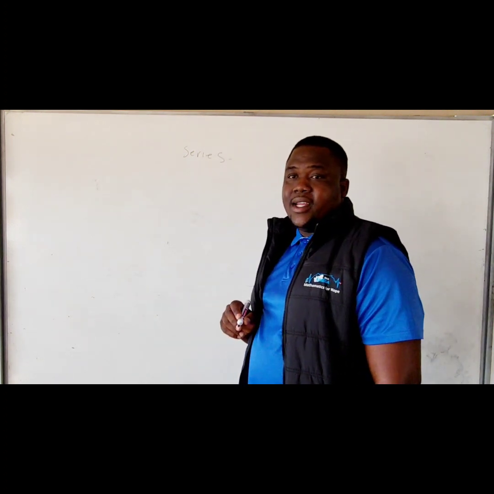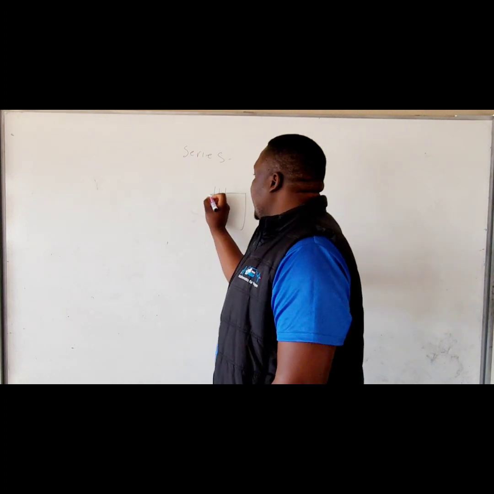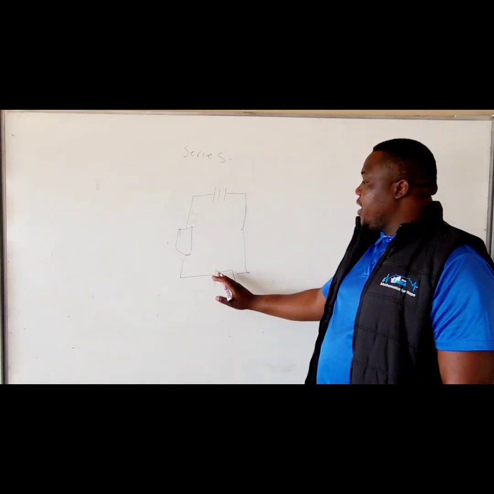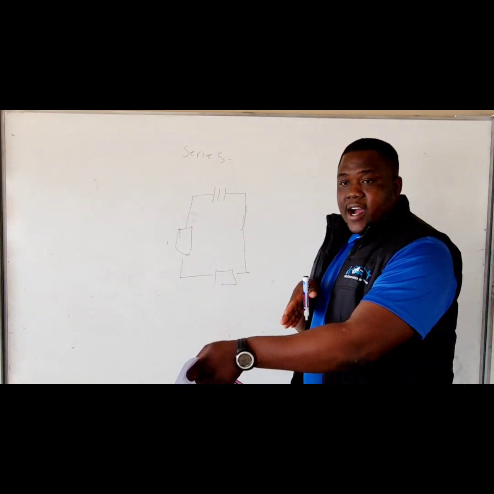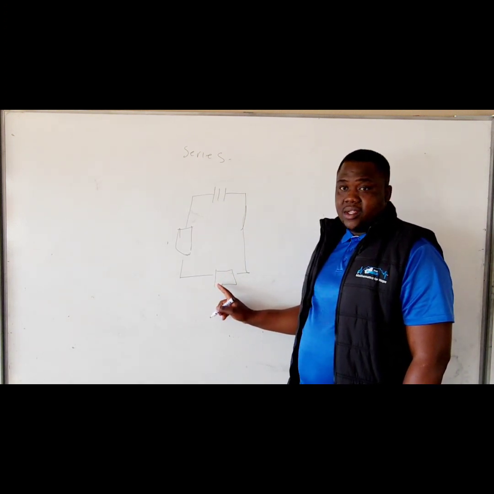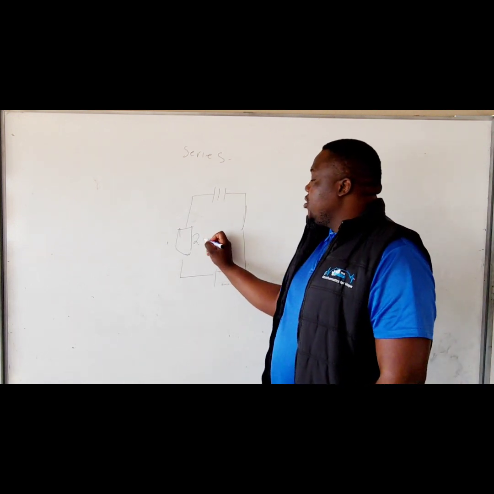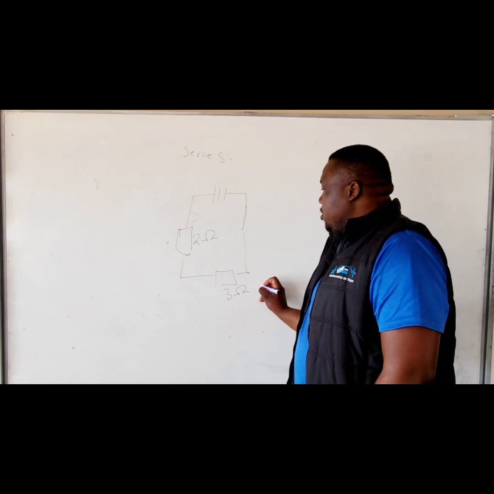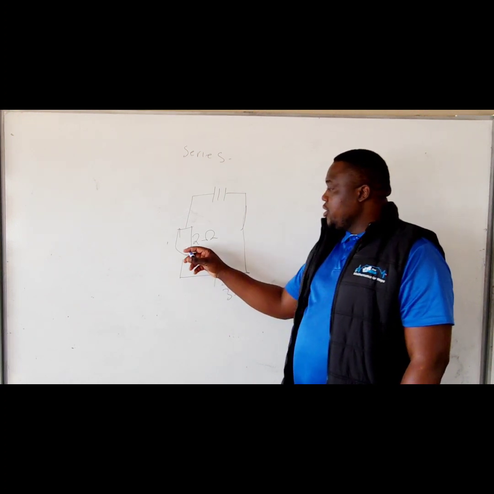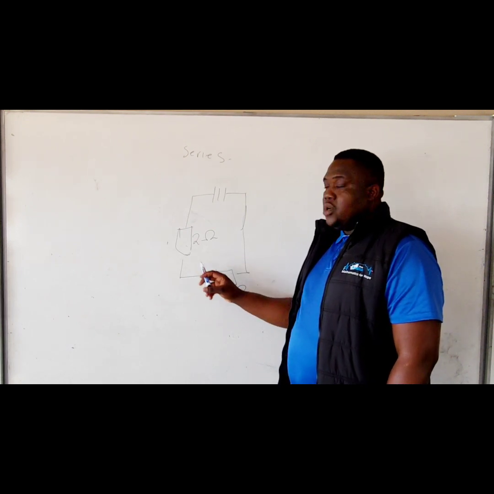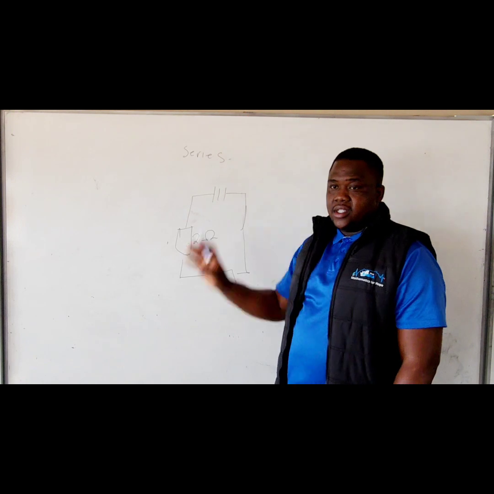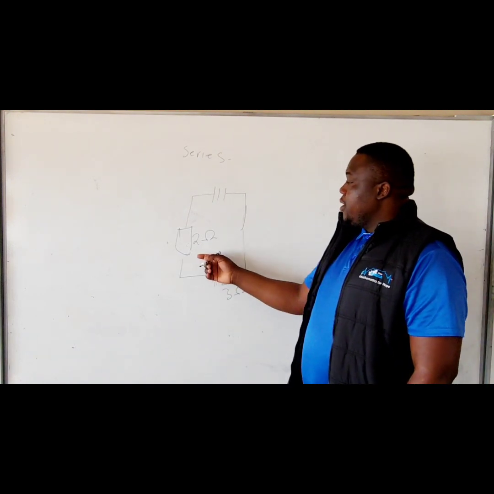Under series, when we want to calculate the total resistance, let's say this is a circuit. Then we've got resistor one, resistor two. You can see they are connected in series. How do we see that it is in series? They are following each other. They are not parallel. Let's say this resistor is 2 ohms, this one is 3 ohms. Between 2 ohms and 3 ohms, which one will have a high reading of current? 2 ohms, right? Because current is inversely proportional to resistance. When the resistance is high, current is low, and vice versa.